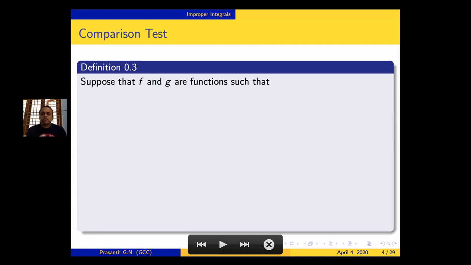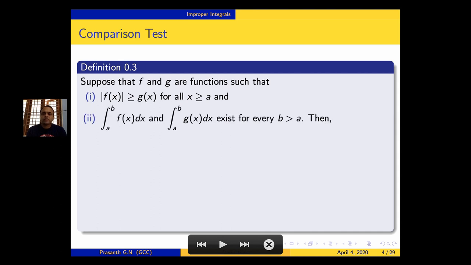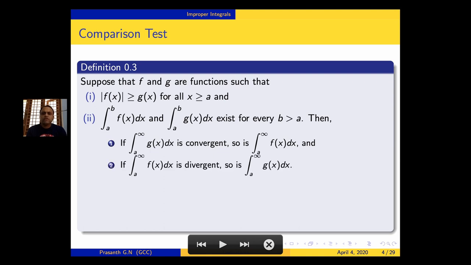Now assume that f and g are continuous functions such that modulus of f of x is less than or equal to g of x for all x greater than or equal to a. And assume that the integrals from a to b of f of x dx and g of x dx exist for every b greater than a. Then, case 1: if the integral from a to infinity of g of x dx is convergent, so is the integral from a to infinity of f of x dx. And case 2: if the integral from a to infinity of f of x dx is divergent, so is the integral from a to infinity of g of x dx. Remember that in case 1 there is a typo here: modulus of f of x should be less than or equal to g of x. Okay, we'll continue.